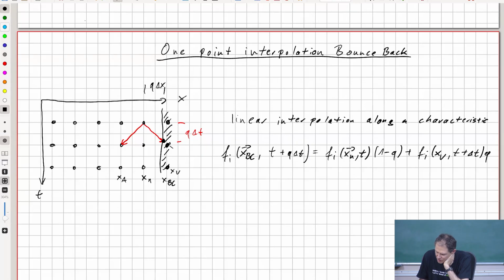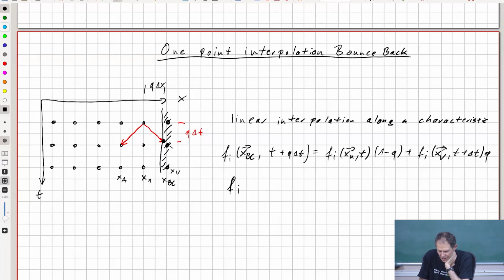So how do we get to this population at the virtual node? You see, this is a pre-collision population in the virtual node at the next time step. How do we get this? So what is the pre-collision state here? This is the post-collision state there, right? Do you see this F?